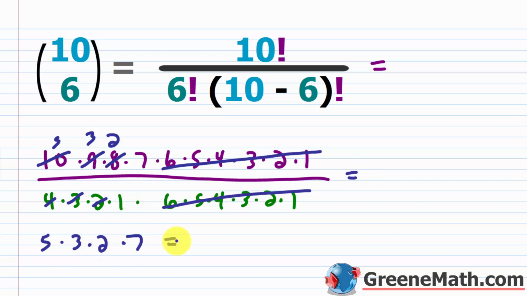And if we punch this up on a calculator, 5 times 3 is 15. 15 times 2 is 30, and then 30 times 7 is 210, okay? And again, you can get this more quickly by just using the n choose r key on your calculator.